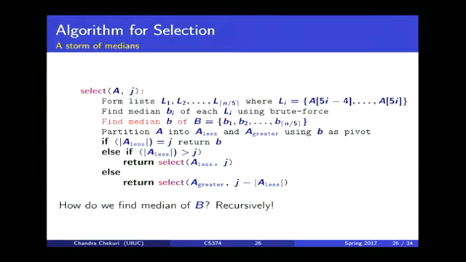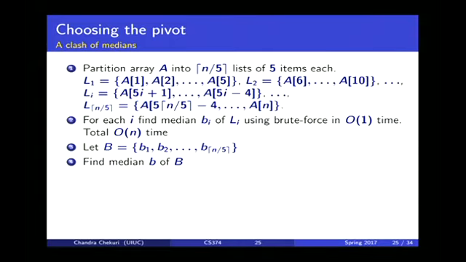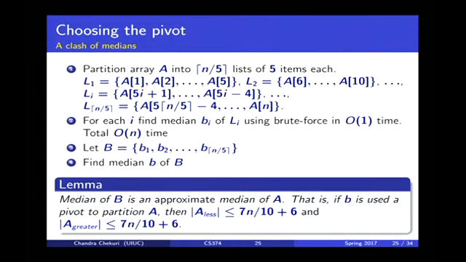Here is the thing. The claim is that the pivot is good. What does it mean the pivot is good? That the median of the medians has the property that both A less and A greater are less than 7n over 10. Believe me for now. Don't worry about this plus 6. That means that the median of the medians is not going to split the array in a lopsided fashion. It will a little bit, but not too bad.